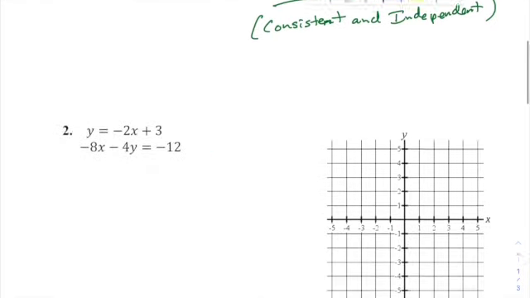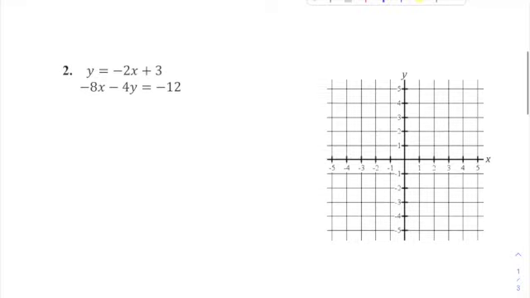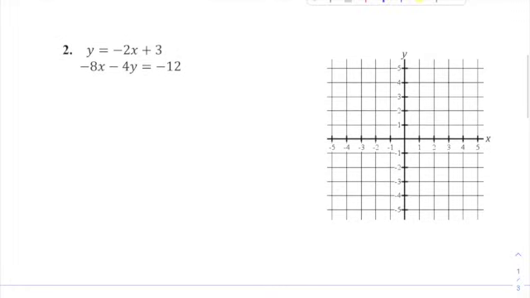Okay, let's try just another couple here. Now that we know the drill, I'm going to graph these and see where they intersect. The first one is already in slope-intercept form. How nice. The y-intercept is 3. The slope is negative 2, so down 2 to the right 1, down 2 to the right 1, down 2 to the right 1, or up 2 to the left 1.